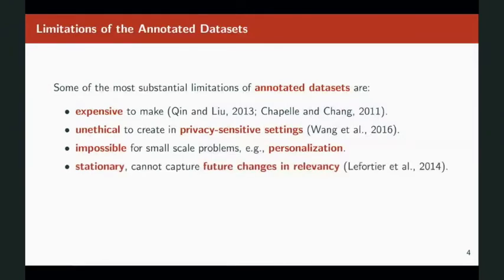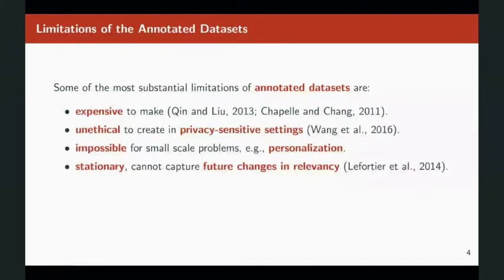They're stationary, even though we know that what's relevant changes over time. We've observed in user behavior that people change their opinion on what's relevant, but a data set remains the same, of course, unless you update it.